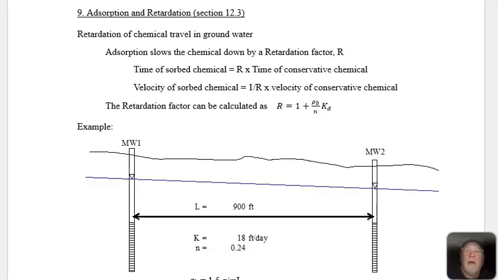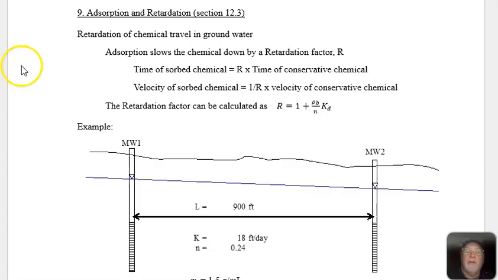It turns out we can calculate that retardation factor from the sorption properties of the chemical in the aquifer. Previously we talked about KD, the soil sorption coefficient or distribution coefficient. So the retardation factor is 1 plus rho b, the bulk density, over n, the porosity, times KD. So if KD is 0, it doesn't sorb. The retardation factor is 1, so the chemical just moves with the water. If it's anything more than 0, it's slowed down by a little bit.